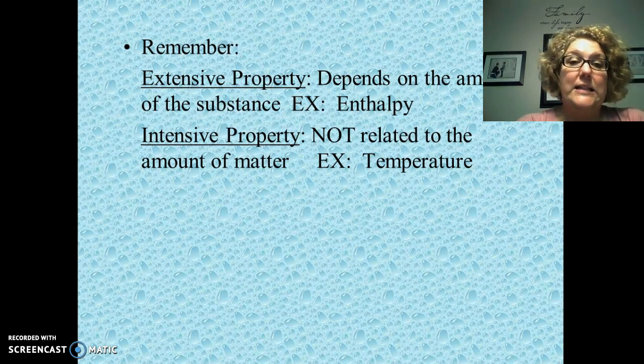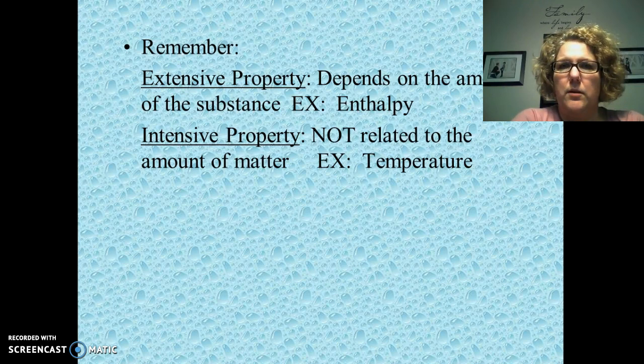On the flip side, intensive properties are not related to the amount. So for example, if I say the temperature of water is 25 degrees Celsius, it doesn't matter whether I'm talking about a little test tube full of water or a whole bucket full of water or an ocean full of water. If I say it's this temperature, that's what the temperature is. It's not going to matter how big or small the sample is. So intensive properties do not relate to the amount of matter present. Color's another one. Color's a simple one. If somebody's wearing a pink shirt, it doesn't matter if we're just looking at the sleeve or the whole shirt.